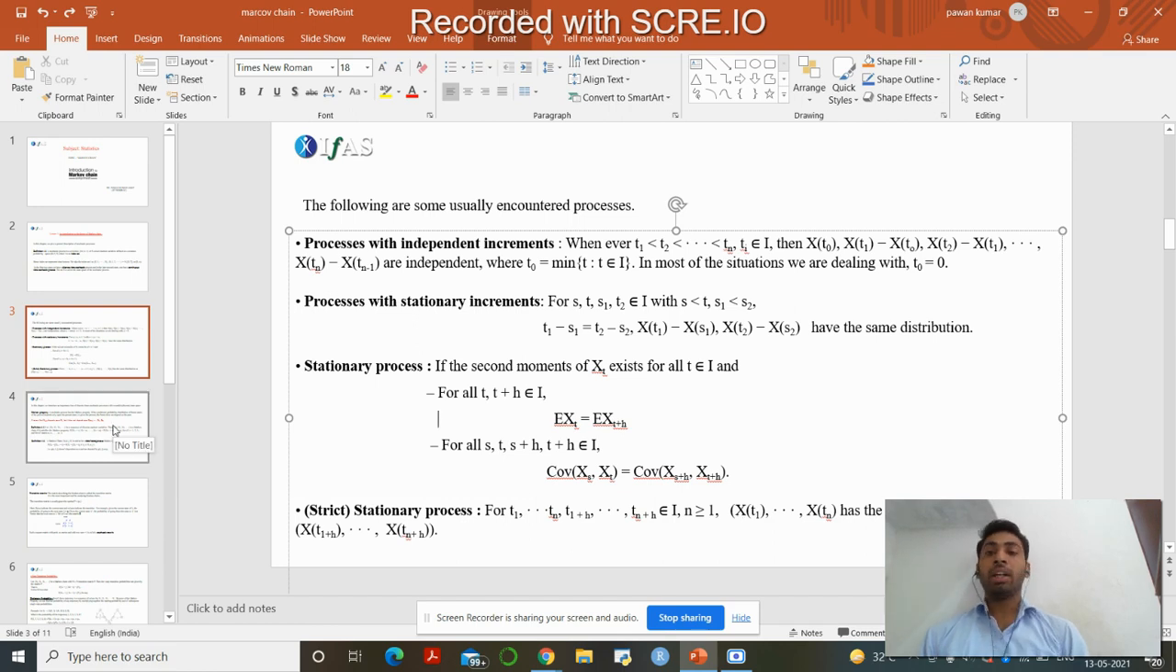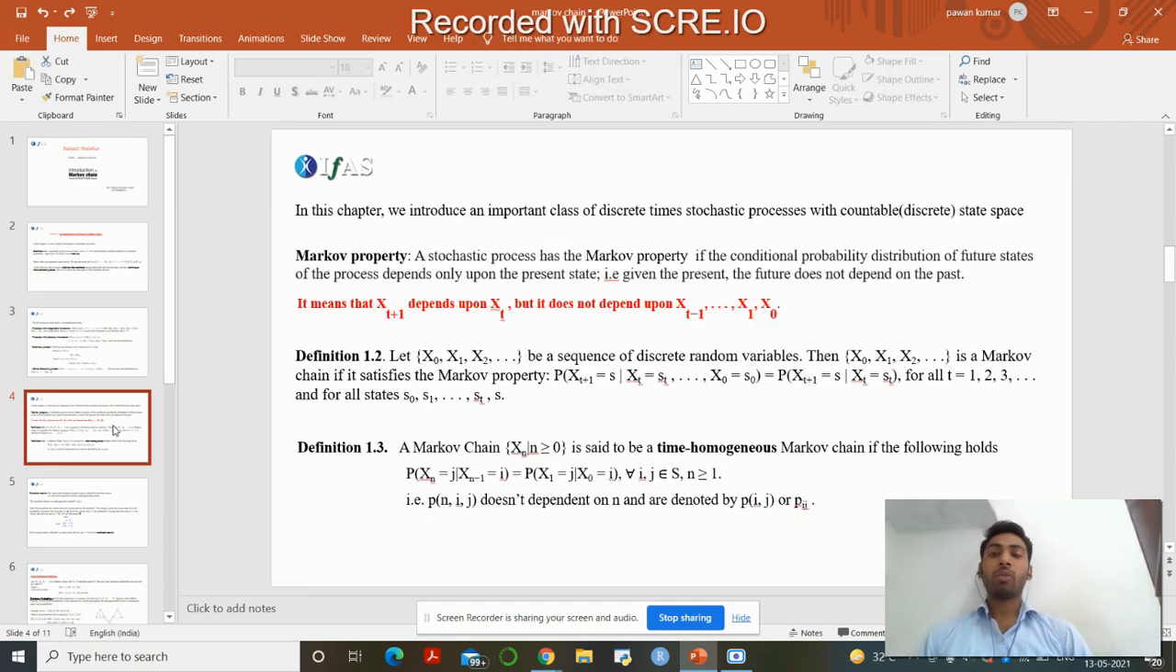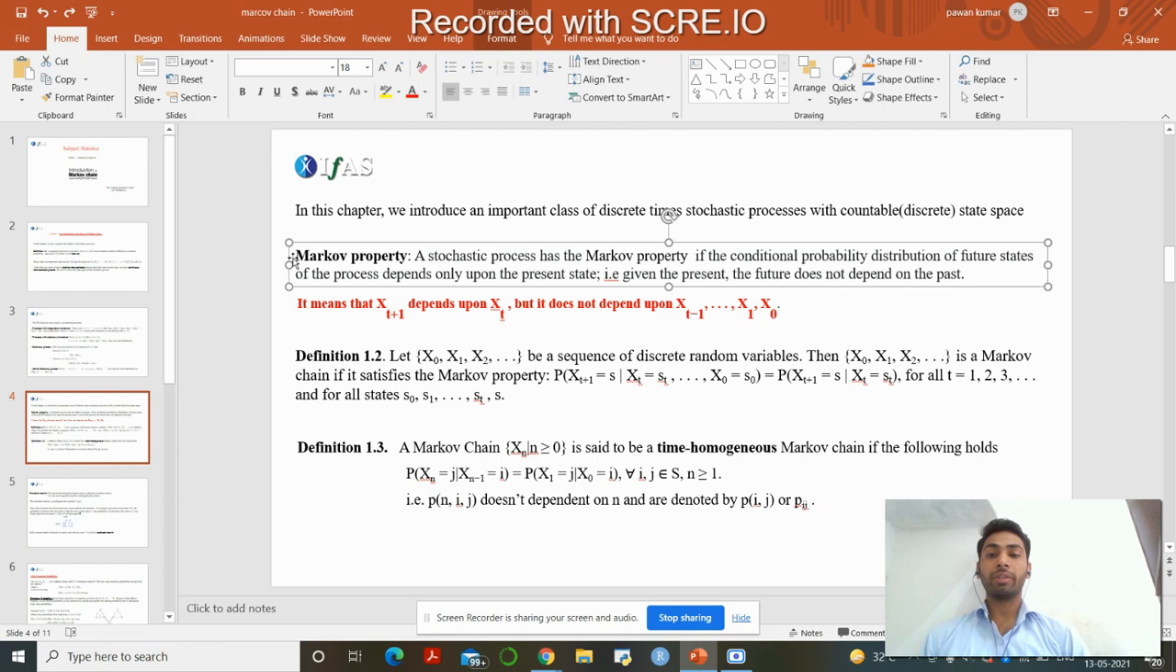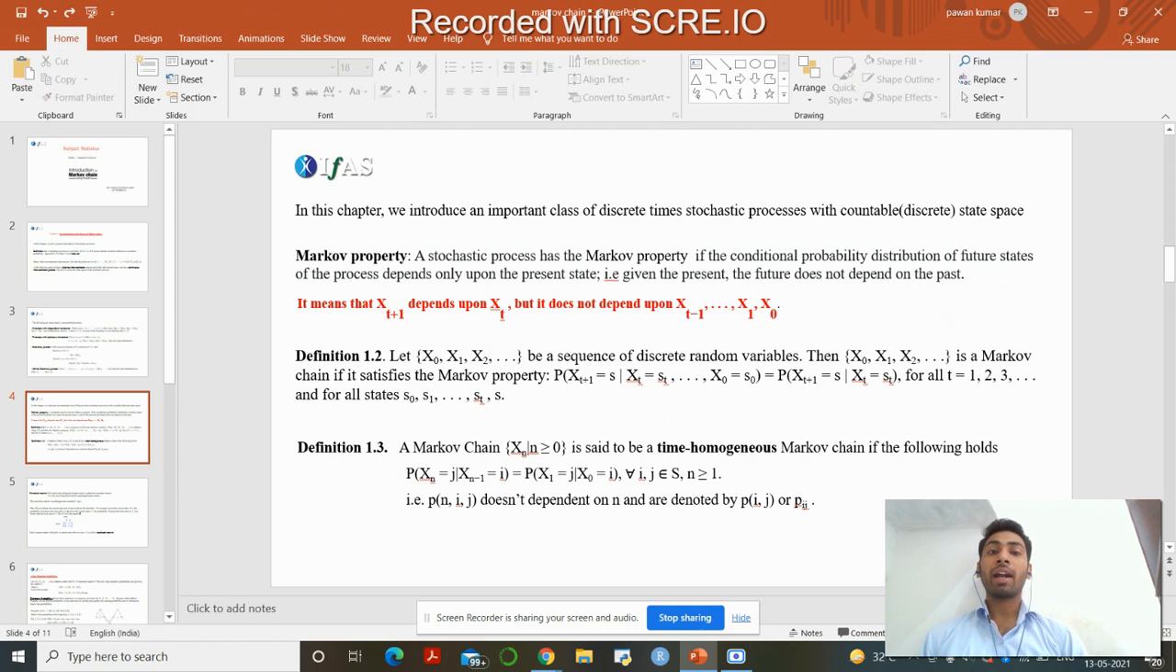Now, as our topic is Markov chain, we will discuss Markov chains. In this chapter, we introduce an important class of discrete time stochastic processes with countable, discrete state space. First, we introduce the Markov property. A stochastic process has the Markov property if the conditional probability distribution of the future state of the process depends only upon the present state. That is, given the present, the future does not depend on the past. Let me explain what I am saying.